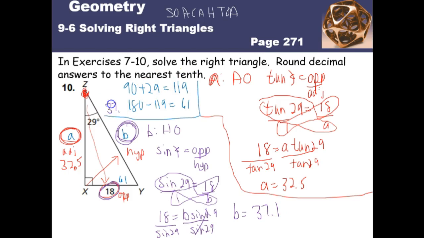Okay, and this is my hypotenuse, so it should be the biggest side, and it's bigger than 18 and 32.5, so that's good. And it's not too big because it's smaller than 18 plus 32.5.